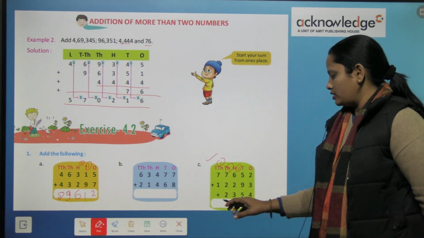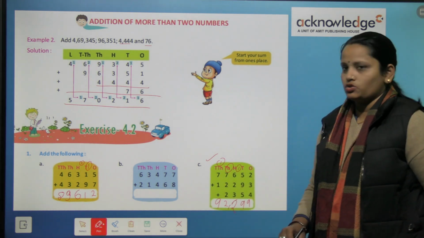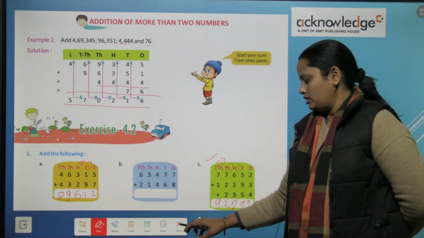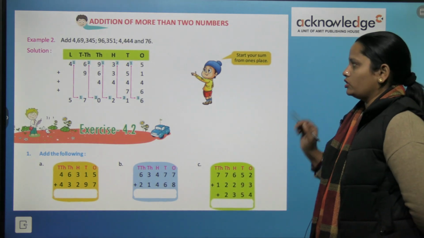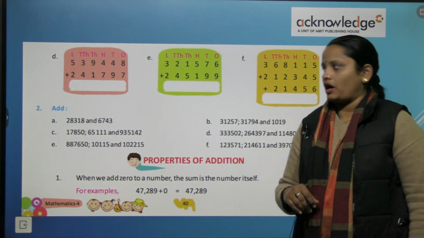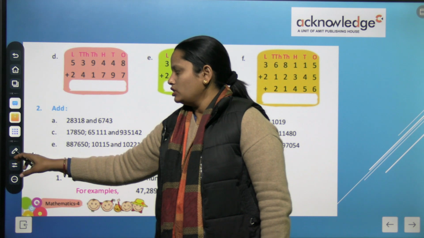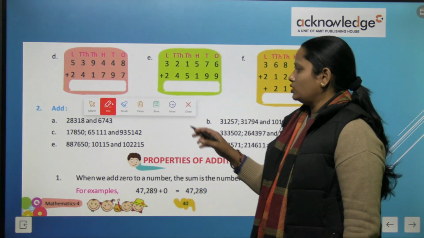7, 8, 9. So here the answer is 92,299. This B part, children, you have to do on your own. Similarly, you have to do B, E, L, F part. Now let's move on to question number 2, which is also addition, and here no groups are made.